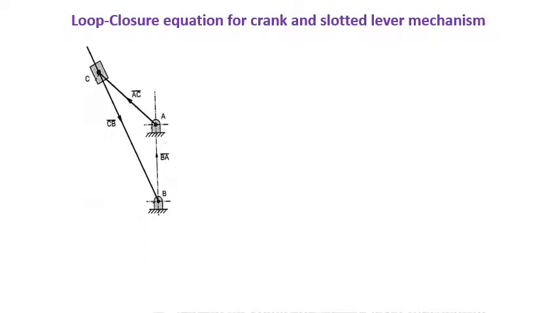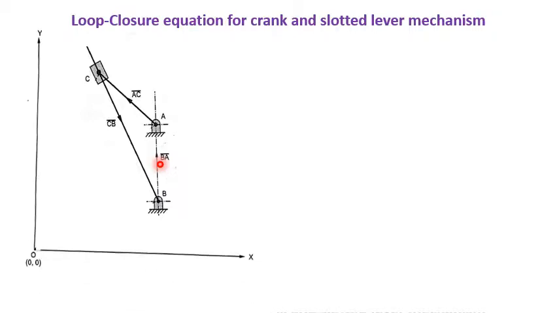Let us consider crank and slotted lever mechanism. Here AC is the crank, C is the slider, and CB is the slotted lever. This is in space. See the direction, and it is a closed loop. We have to enclose it within the axis. From the origin, draw a line to each point, which represents the absolute position vector, the position of each point. This is A vector, B vector, and this is C vector. These are the absolute position vectors.